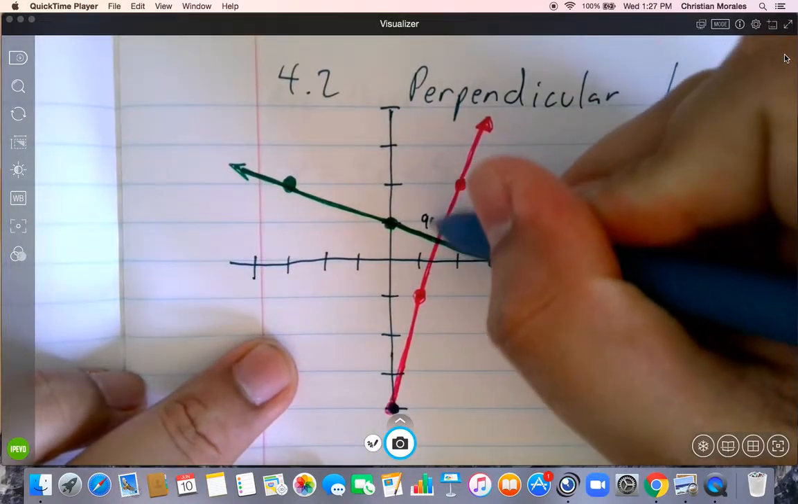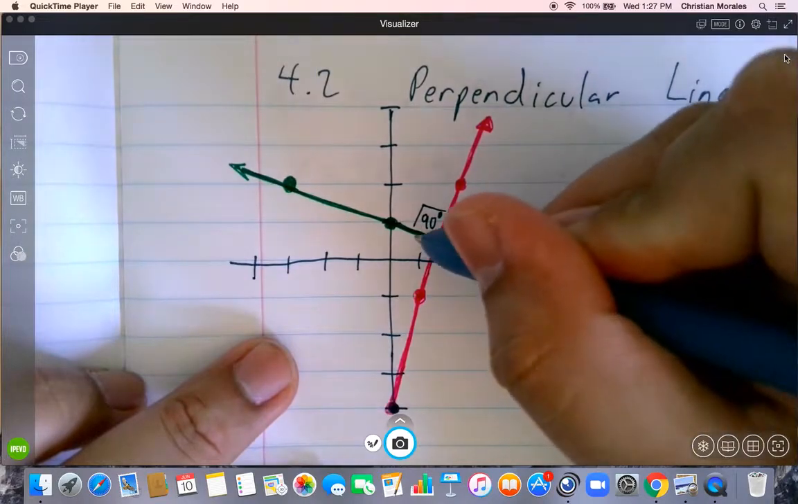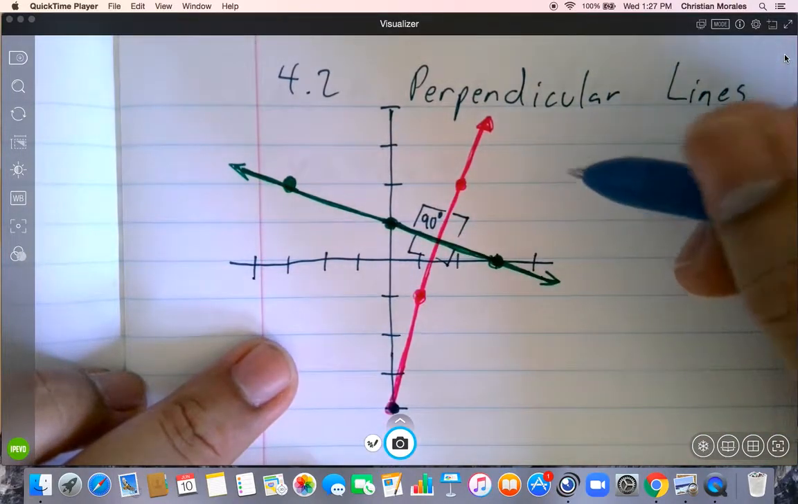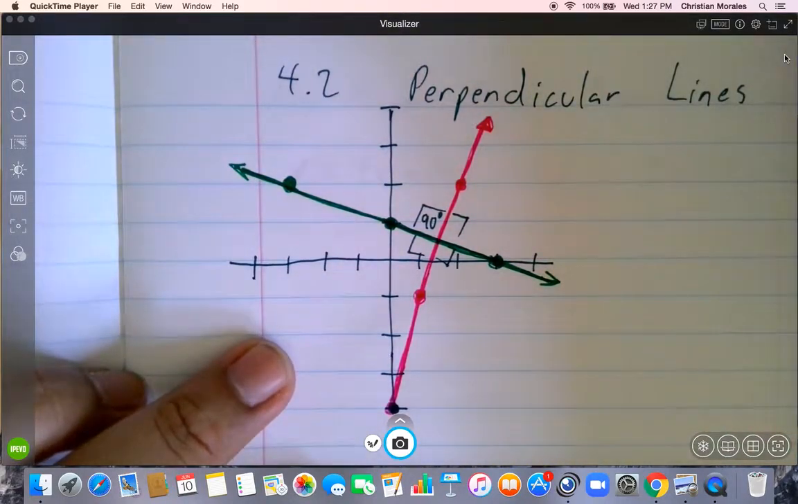This should be at 90 degrees. So the intersection on all sides is 90 degrees. You don't have one that's bigger than the other. They're all the same. That's what makes these lines perpendicular.